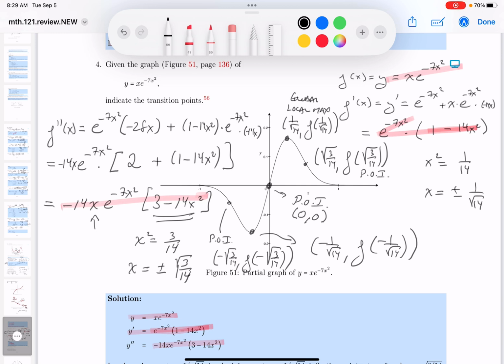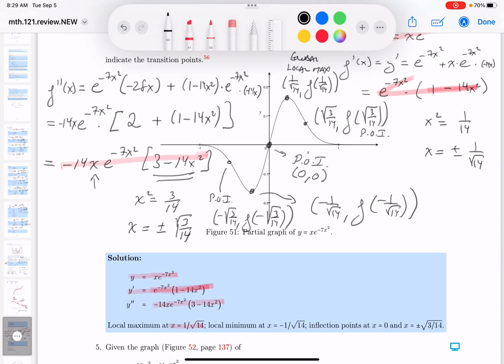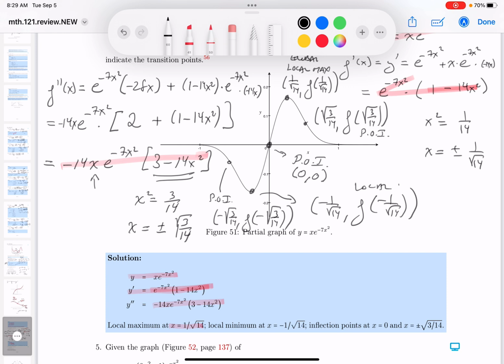All right, I got that written down. Let me see. This is a local min. It's also global. All right, let's take a look at that. Is that written down? Yep. Point of inflection, 0, right over here. I got that. And at plus or minus, this is where x equals plus or minus the root of 3/14. Things are looking good. Thank you.